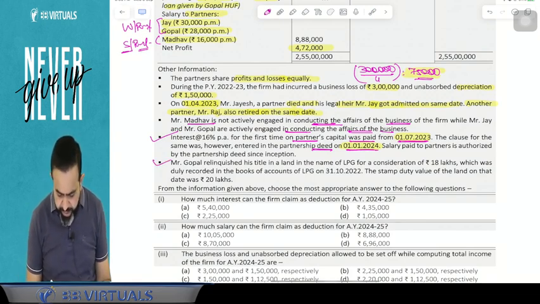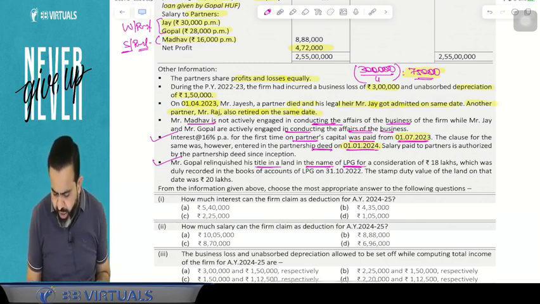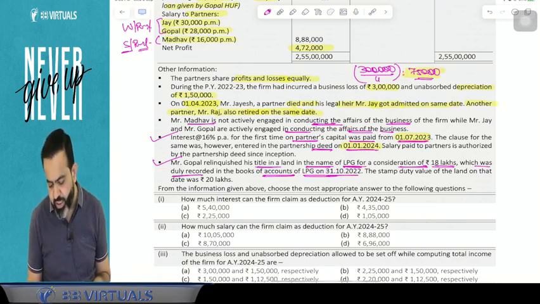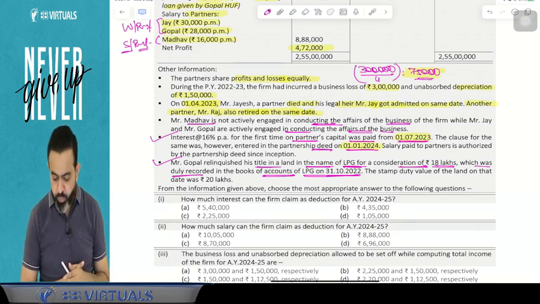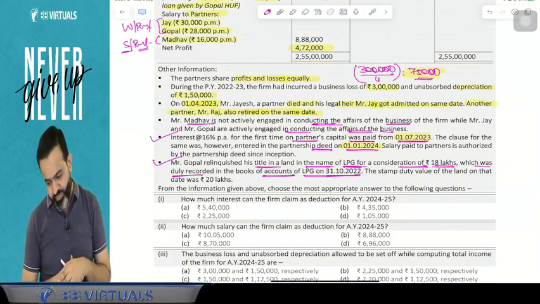Gopal relinquished his title in land in the name of the LPG for a consideration of 18 lakh, which was duly recorded in the books of accounts of the LPG as on 31st October 2022. That is last year. So guys, last year what happened? Gopal relinquished his title in land. It means Gopal transferred this land to the partnership firm.